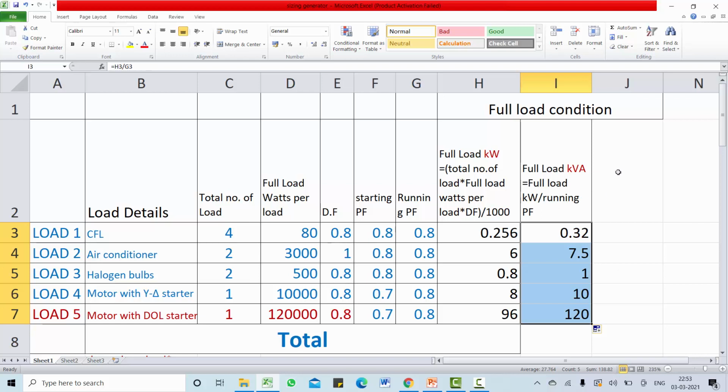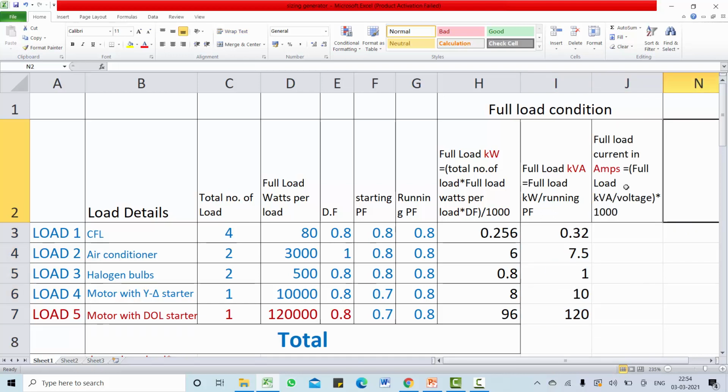My objective is to calculate full load current also here. Full load current in amps is full load kVA divided by the corresponding voltage. So where can I see the voltage? For a single phase load it is 230. For a 3-phase load the voltage value is 430. The first 4 represented in blue color belong to single phase, the last one alone is 3-phase.